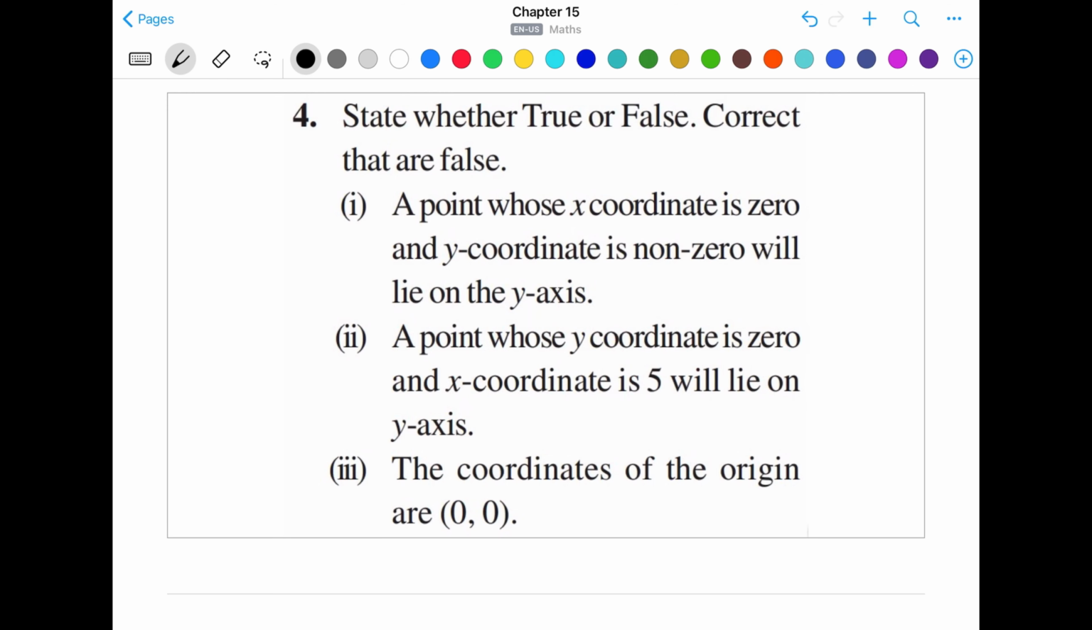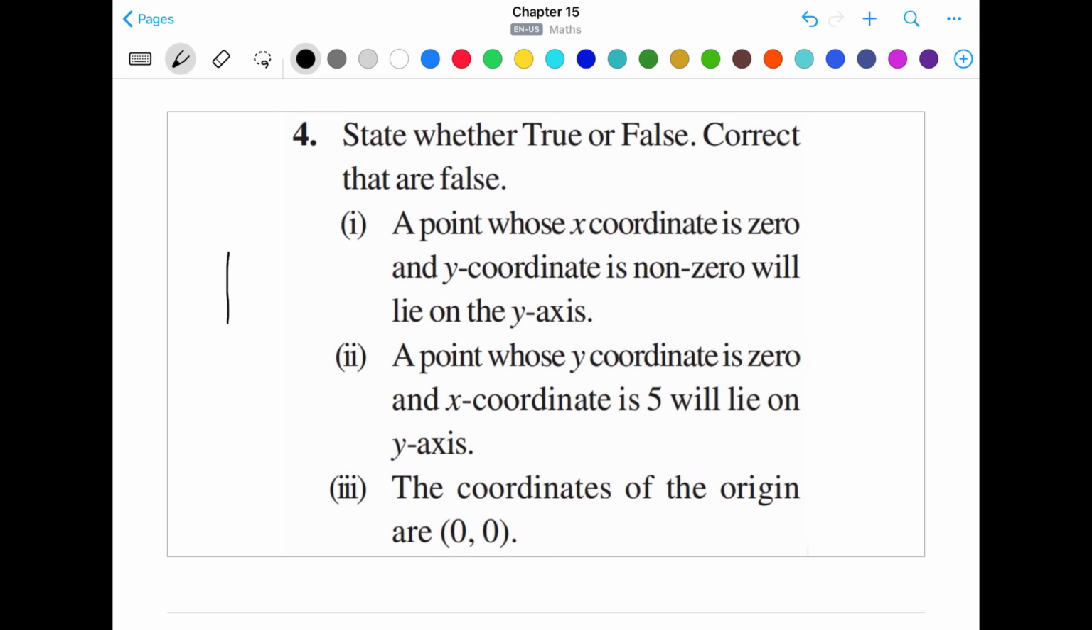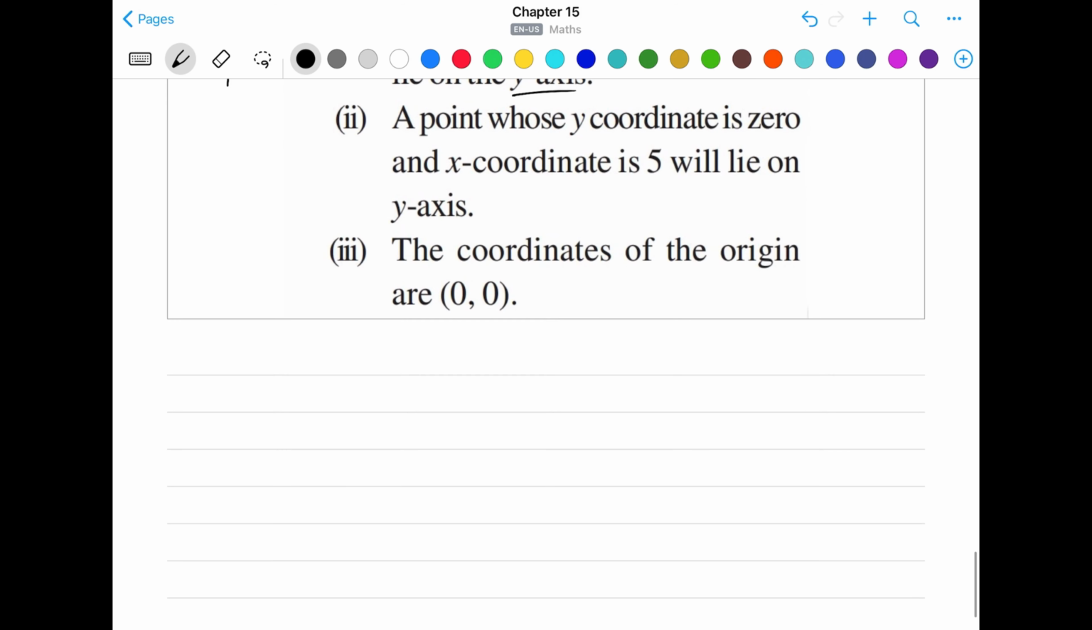The first statement is: a point whose x coordinate is 0 and y coordinate is non-zero will lie on the y-axis. That means if you have a graph like this, a point whose x coordinate is 0 means we are here, and y coordinate is non-zero means somewhere here. So it is definitely lying on the y-axis. So the answer for part 1 is true.